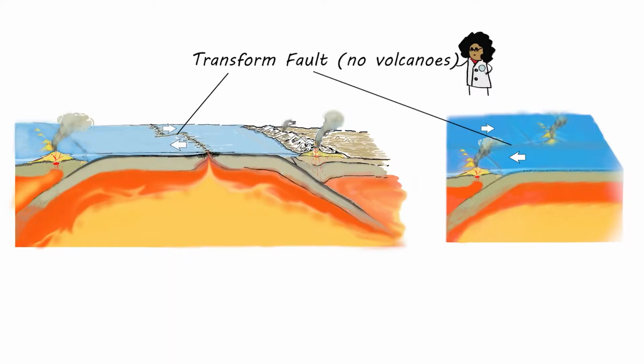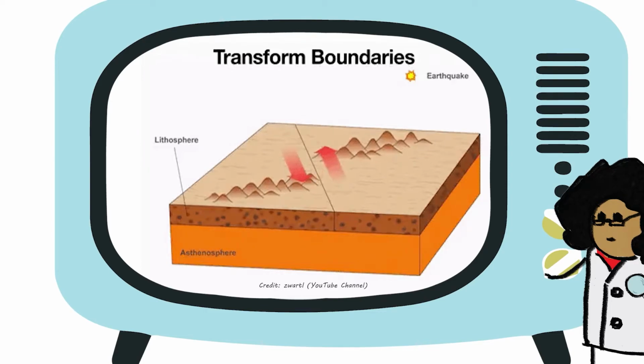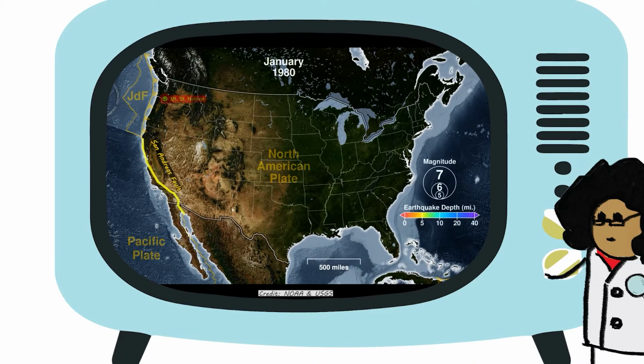Because of their side-by-side style of motion, transform plate boundaries are different than the other plate boundaries in that they don't produce volcanoes. However, like the other types of plate boundaries, they do produce earthquakes. Earthquakes happen when there is motion along a fault. Small amounts of motion cause small earthquakes, and large amounts of motion cause big earthquakes. About 10,000 earthquakes happen along the San Andreas Fault every year, but most are so small they're not even felt by people nearby. Large earthquakes happen less often, but when they do, they can cause a lot of problems.